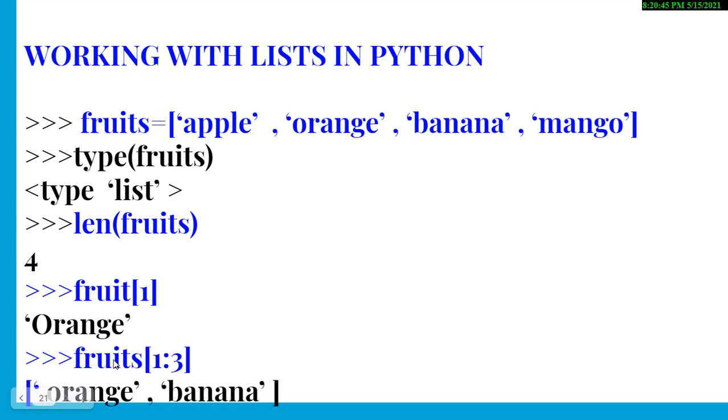Now if I want to take from the middle, such as from 1 up to the last, I'll write fruit[1:3]. So 1:3 means apple is 0, orange is 1, banana is 2, and mango is 3. It will take the range starting from orange and ending at banana. When it says 1:3, it starts from position number 1 and ends before position number 3.